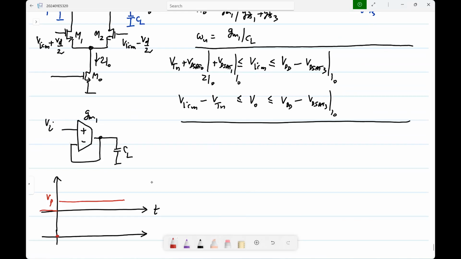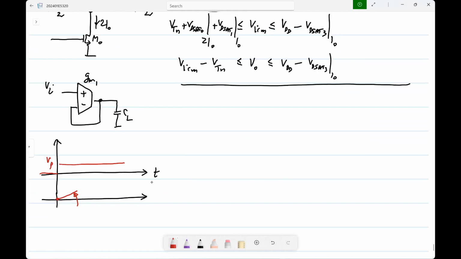So the output will start ramping, and what will be the rate of change of the ramp? What is the rate of change of the capacitor voltage? Current divided by capacitance. What is the current? GM1 Vi. So if you apply a step of Vp, the slope will be GM1 Vp by CL. Now, if you apply a larger step, you of course expect that you have a higher slope. Now, what happens as you keep on increasing the step size?